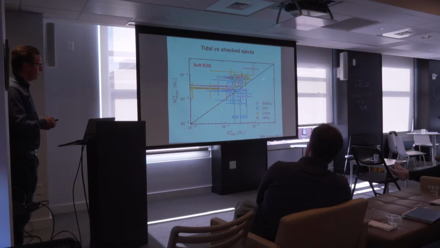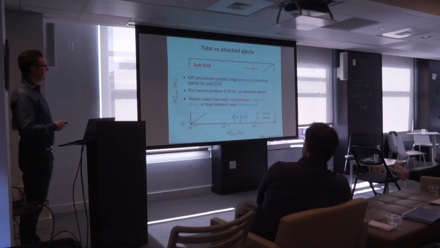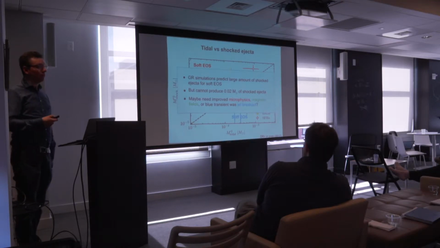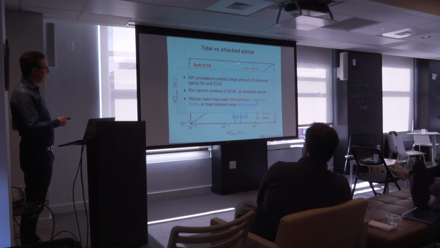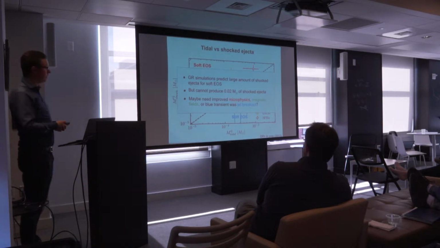Some of these were equal mass, some of these were unequal mass, going to mass ratios up to around 0.9. We cannot make initial data for extreme mass ratios. So this is also why probably we don't fill this bottom right corner so much. But the main message that you can take out is that GR simulations do produce a lot of shock ejecta. If you want to have a lot of material with relatively high Ye, then simulations do favor soft equations of state, as others also have pointed out before.